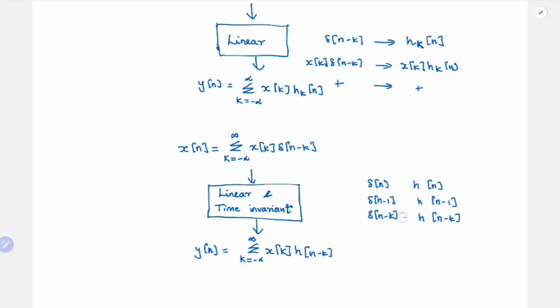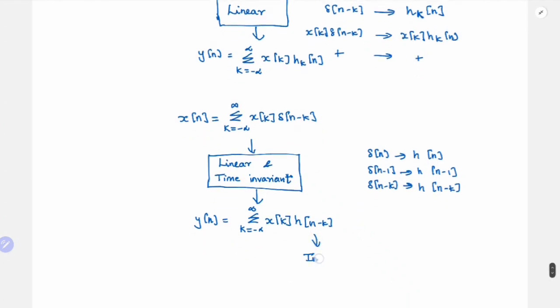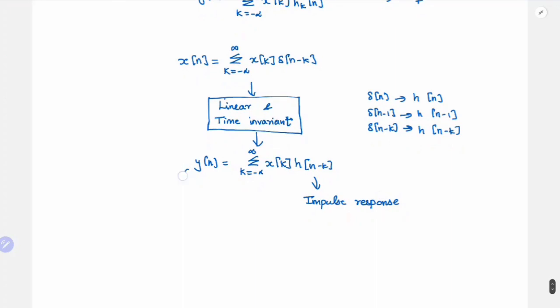Because this is what will be your impulse response, right? So why are we calling it the impulse response? Because it is the response of the system for a unit impulse, right? So it is called the impulse response. And this itself is called the convolution sum. In the continuous time domain, we would have discussed the convolution integral, where you have the integral x of tau, h of t minus tau, d tau, right? So now here it is just the sum.